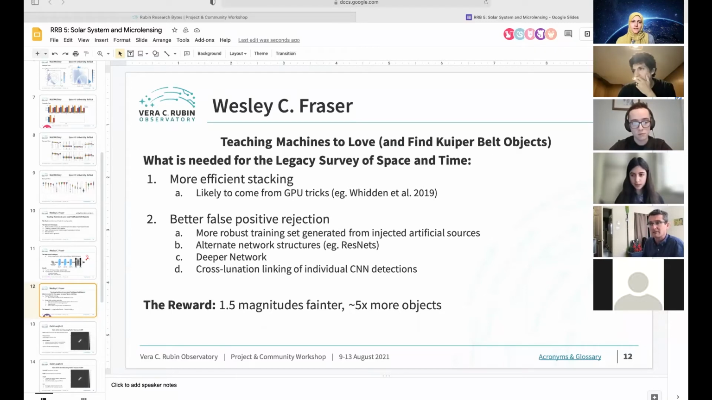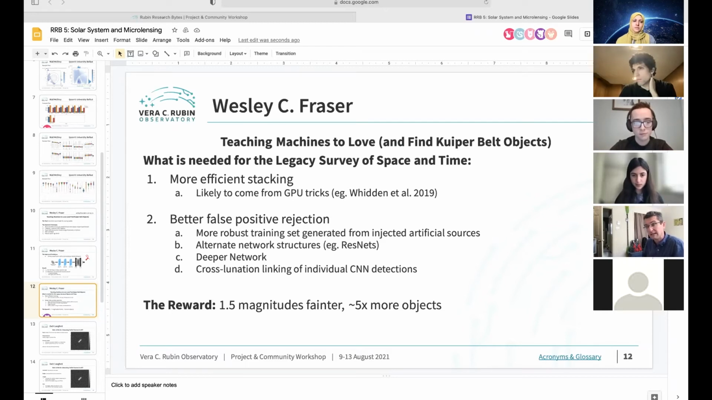Now I'm interested in doing this on an even bigger scale still, because if we can pull it off, we get about a magnitude and a half fainter than we would expect to get from just single detections in the single LSST frames or visits or whatever you want to call them. To pull that off, we will need probably GPUs to do the work, because you can do better, faster stacking on there without spinning up a bunch of hard drives.